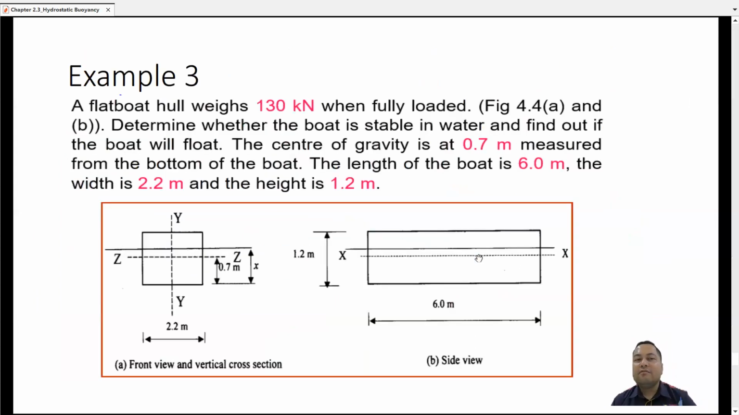Okay, example. A flatboat hull weighs 130 kilonewton when fully loaded. Determine whether the boat is stable in water and find out if the boat will float. The center of gravity is at 0.7 meter measured from the bottom of the boat. The length of the boat is 6 meter, the width is 2.2 meter, and the height is 1.2 meter.